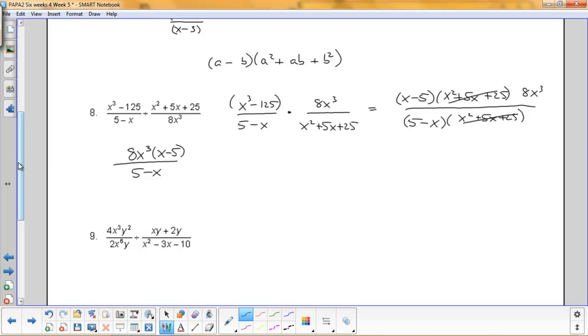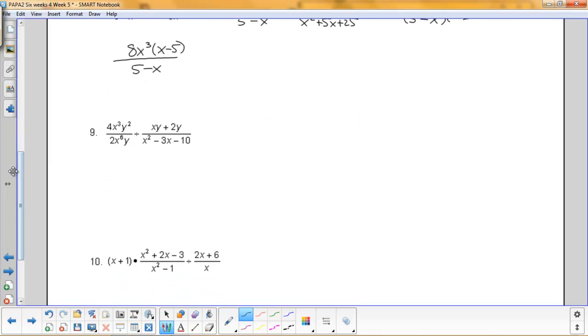There's your simplified answer. All right, in question number 9, the first thing I'm going to do is rewrite it. 4x to the third y squared over 2x to the sixth y times x squared minus 3x minus 10 divided by x, y plus 2y. I'm going to focus on this one for just a second. Notice these are trinomials and binomials, but over here you've got properties of exponents.